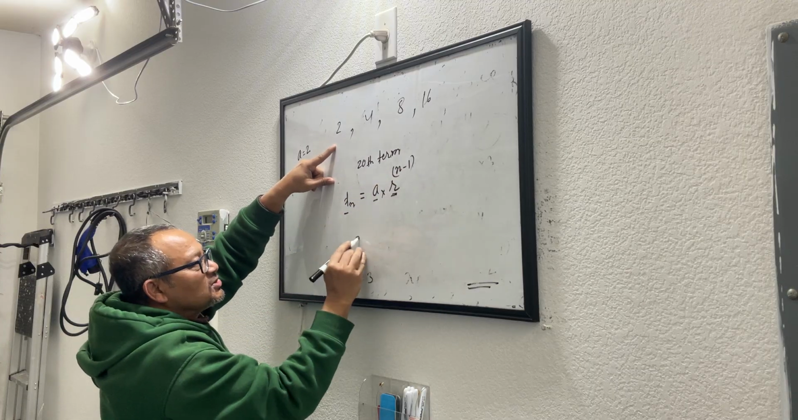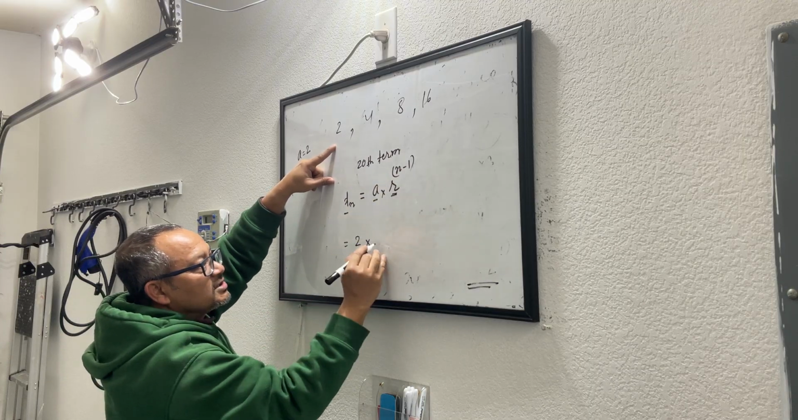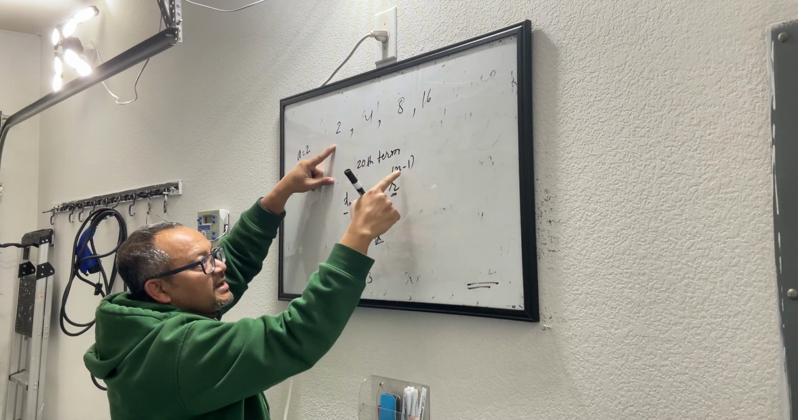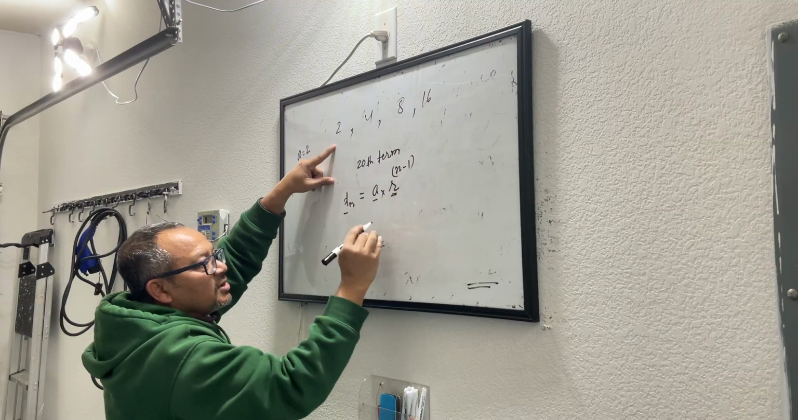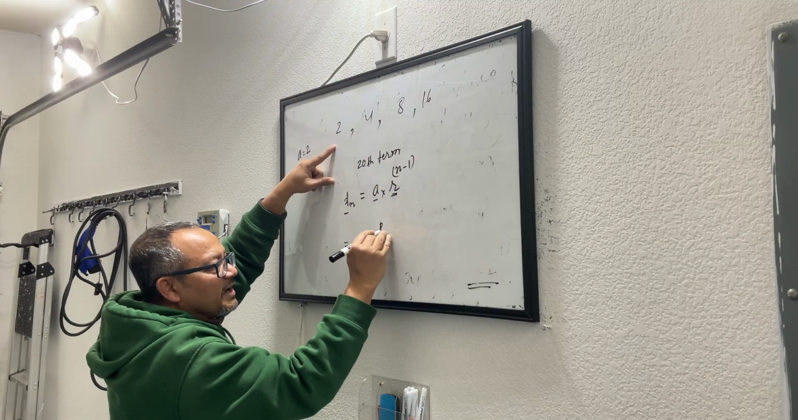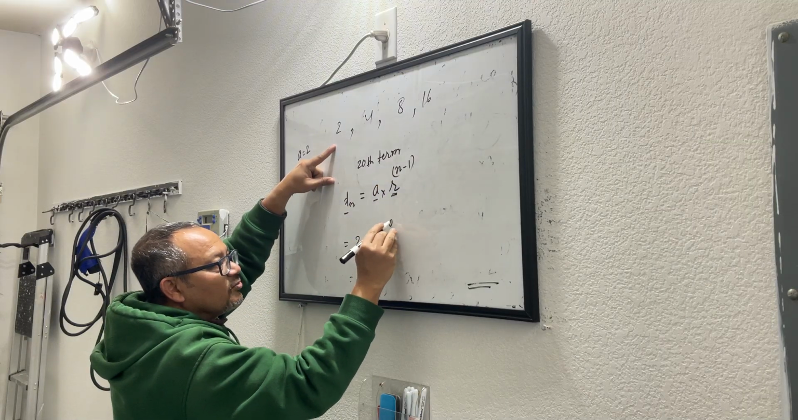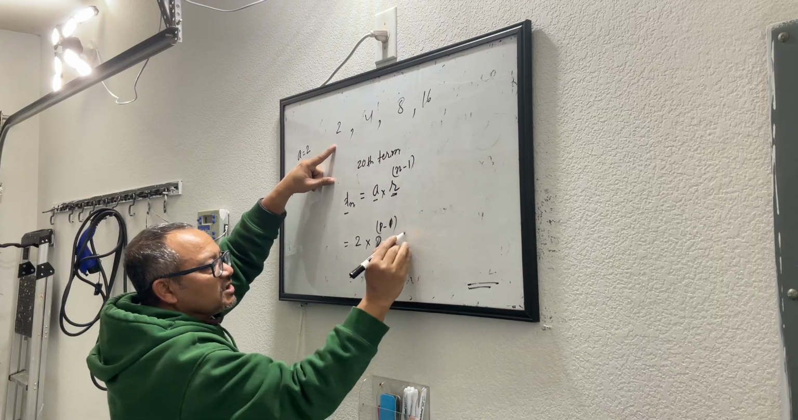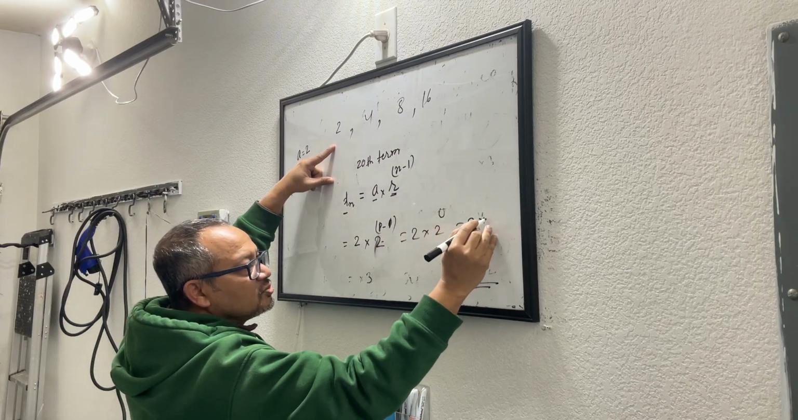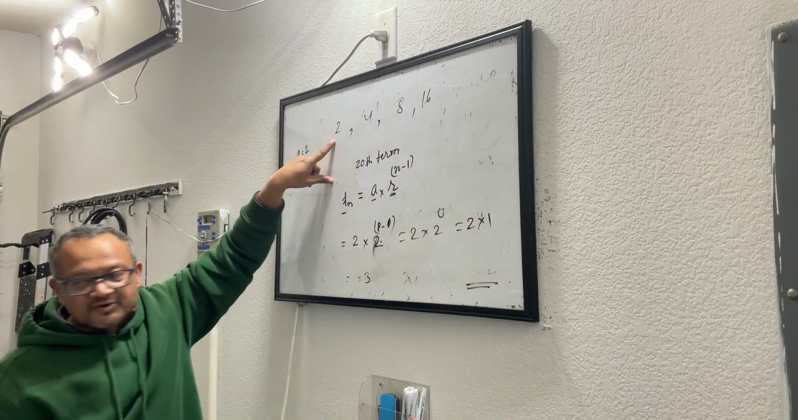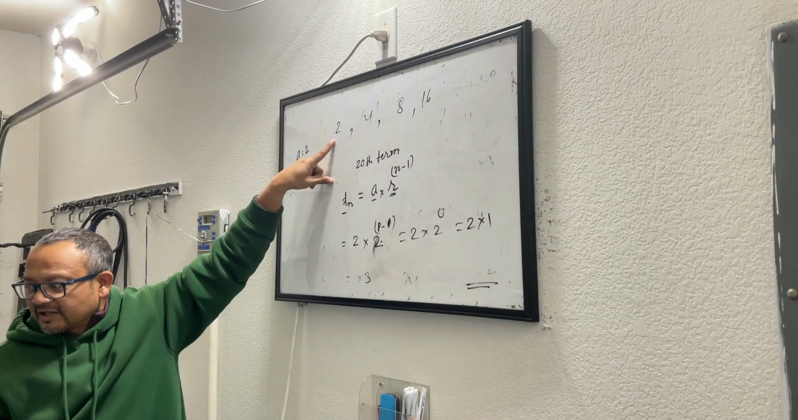So my A is 2 and R is 2, and 2 to the power, we are talking about the first term, which is 1, n is 1, minus 1, sorry. So this became 2 into 2 to the power 0. 2 to the power 0 is 1, so 2 into 1. This is my first term as well. Okay, applying the same formula.